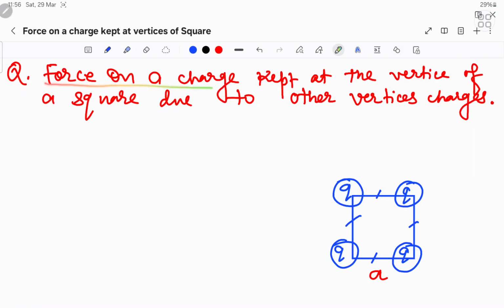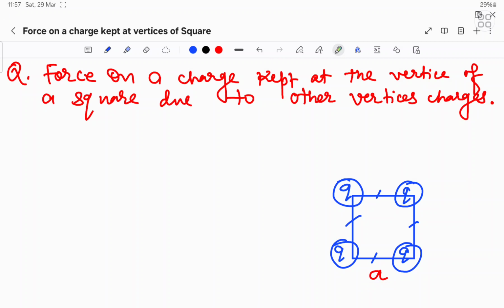Force on a charge kept at the vertex of a square due to other vertices' charges. So here it is shown that we have a square, and in this square we have a charge q at each vertex. Four charges are kept at the vertices of a square of side a. So we have to find the force on any charge.